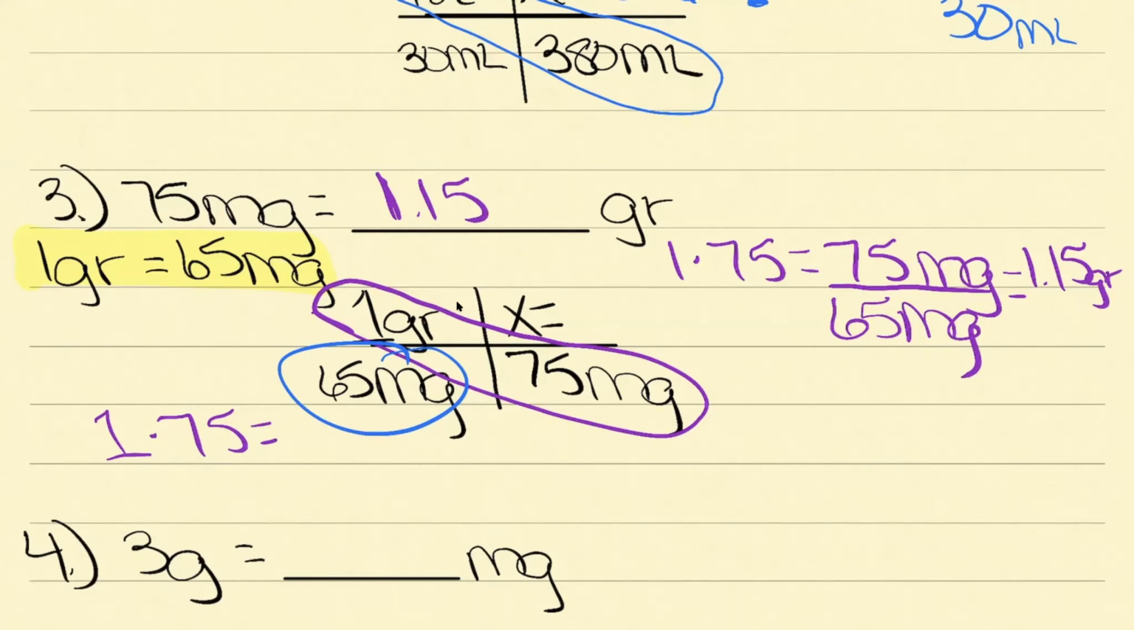But we're on number 4. So 3 grams, G is grams, is equal to how many milligrams? So what conversion do we have that links grams and milligrams? 1 gram equals 1,000 milligrams. That is my conversion pair.